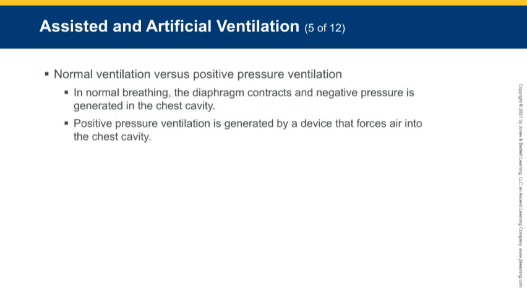It's important to understand the difference between normal breathing and positive pressure ventilation, PPV. In normal breathing, the diaphragm contracts, creating negative pressure that pulls air into the lungs. With PPV, air is forced into the lungs, which can affect blood circulation and cardiac output. This is why proper ventilation technique is essential to avoid complications like gastric distension or decreased perfusion.